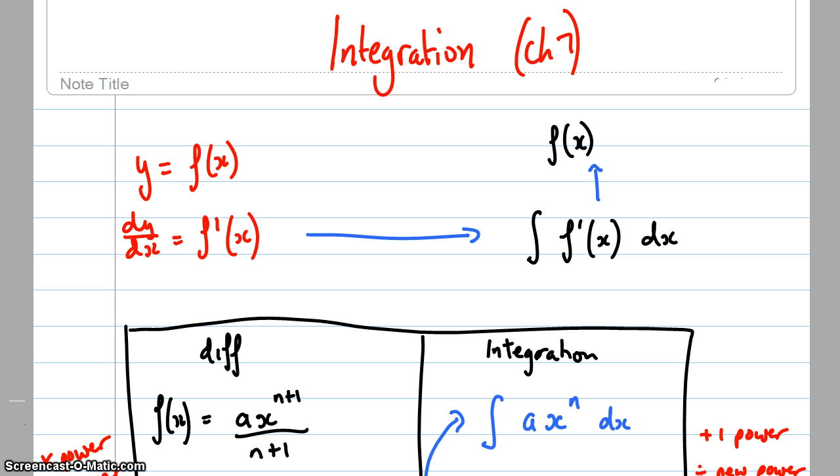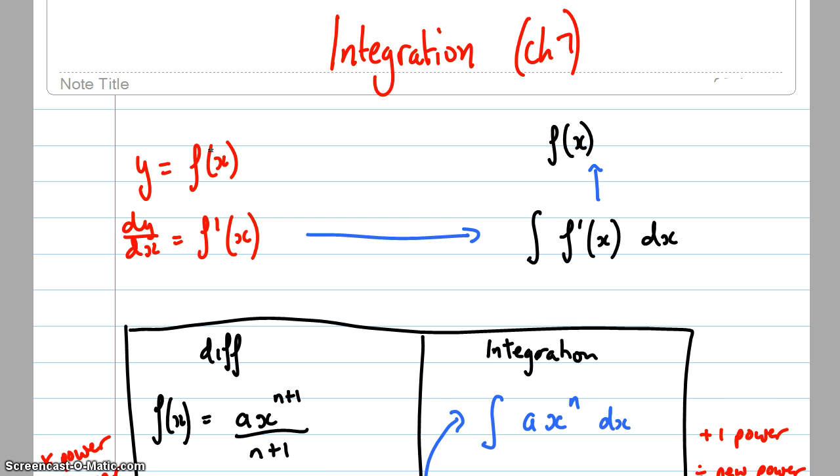So on the left hand side here I've got y equals f of x, just some function. If I get the derivative, I'm going to get f dash of x. Now that's what we've done in differentiation. In integration, if I integrate f dash of x, and this is the little integration sign here, which I think you've seen before, this long elongated s and dx, it actually becomes f of x, back to the original function again.